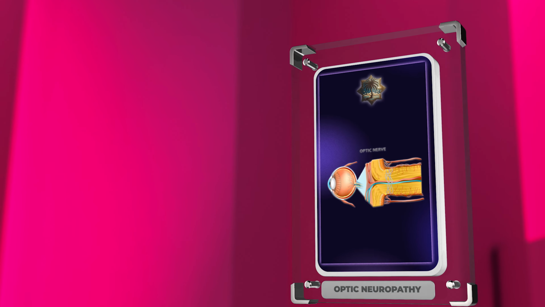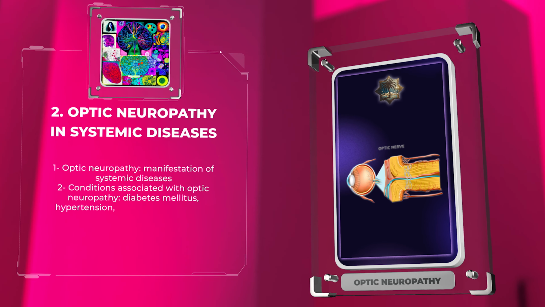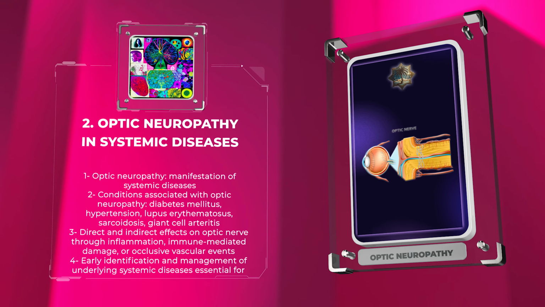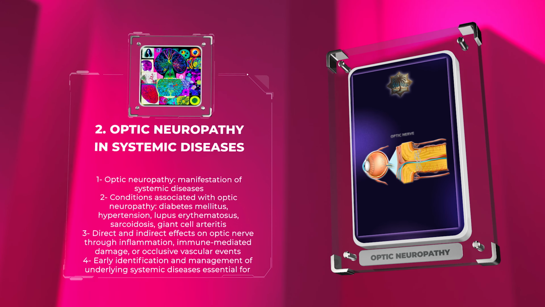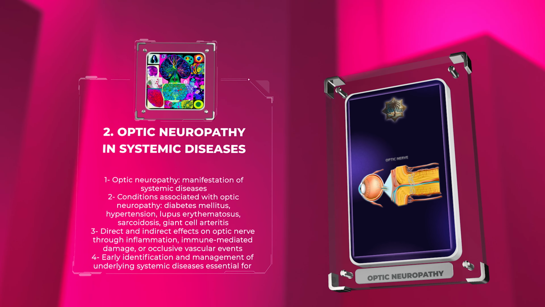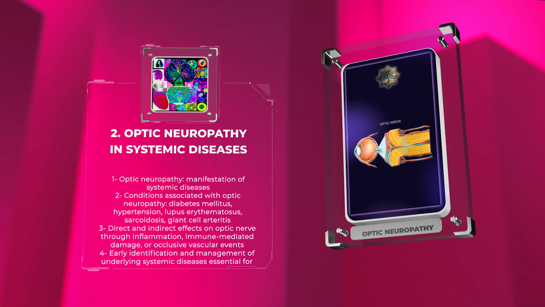Optic neuropathy can often be a manifestation of systemic diseases. Several conditions, such as diabetes mellitus, hypertension, systemic lupus erythematosus, sarcoidosis, and giant cell arteritis, have been associated with optic neuropathy. These diseases can directly affect the optic nerve through various mechanisms, including inflammation, immune-mediated damage, or occlusive vascular events. Additionally, the systemic manifestations of these diseases may indirectly impact the optic nerve, leading to secondary optic neuropathy.